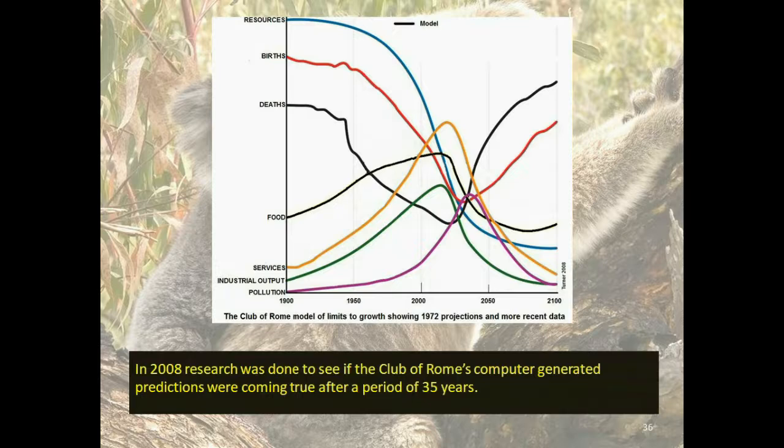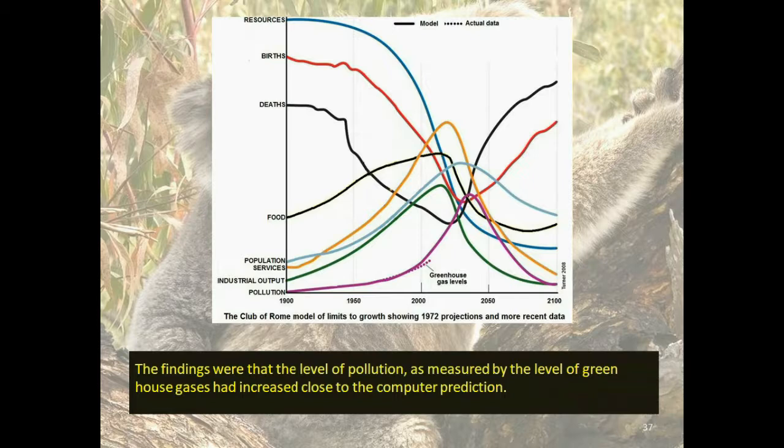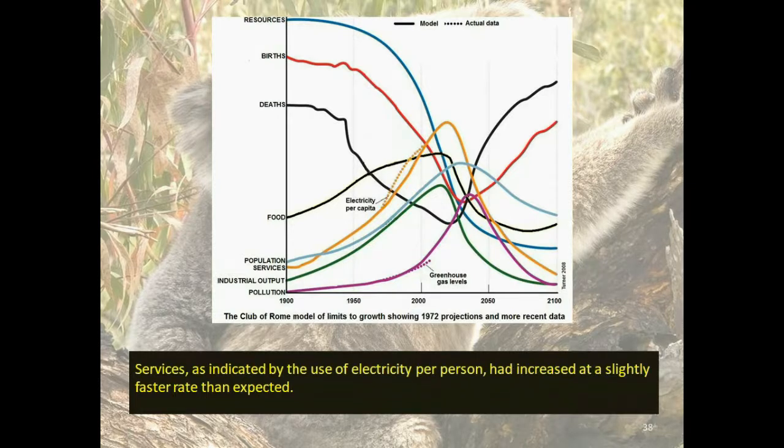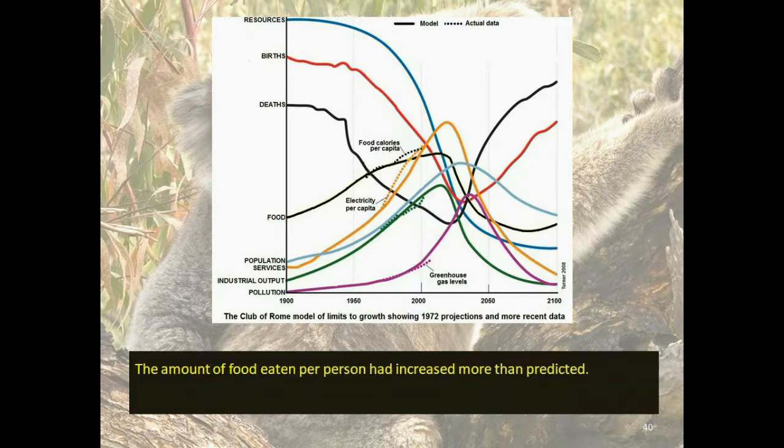In 2008, research was done to see if the Club of Rome's computer-generated predictions were coming true after a period of 35 years. The findings were that the level of pollution, as measured by the level of greenhouse gases, had increased close to the computer prediction. Services, as indicated by the use of electricity per person, had increased at a slightly faster rate than expected. The production of goods had continued to increase close to what was expected. The amount of food eaten per person had increased more than expected.